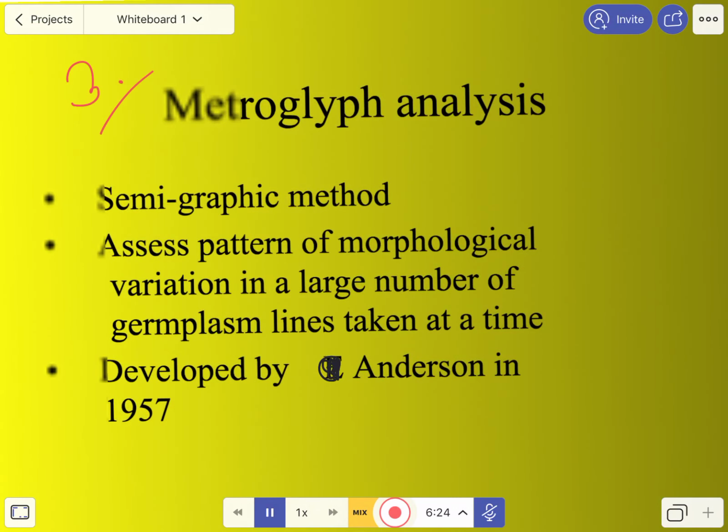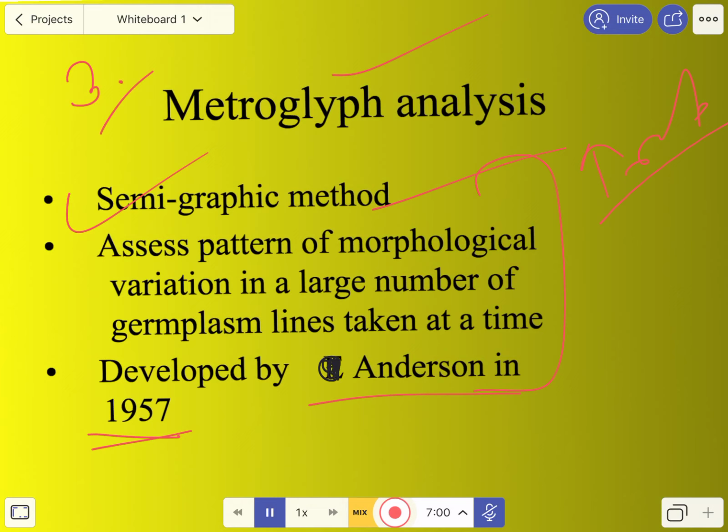Now let's come to our third method of assessment of variability, that is Metroglyph analysis. This technique was first developed by Anderson in 1957, when he investigated several patterns of morphological variation in different crop species. It is a semi-graphic method based on first order statistics. That's why it is highly robust compared to the D square statistics, which is based on second order statistics. So results are statistically more reliable in this method.